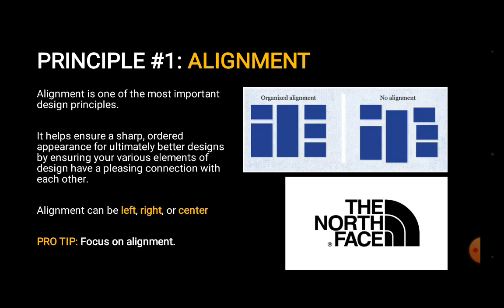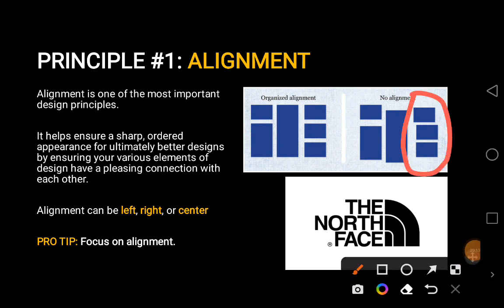So let's start from principle number one, which is alignment. What is alignment? Alignment is one of the most important design principles. We all know that one. It helps to ensure a sharp, polished appearance for ultimately better designs by ensuring your various design elements have a pleasing connection with each other. So alignment can be left, right, or center, stuff like that.